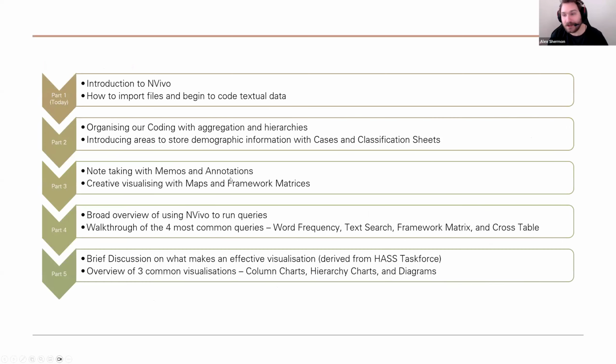So there's 5 parts. Today, we're going to be introduced to the software as gently as possible. We're going to look at getting our files in and then starting to code them. And I'm going to talk about different ways that you can go about coding your data, different strategies that you can adopt, which I hope are helpful, because it's one of the big pressure points that I've found researchers have at the university: how do you get started coding?